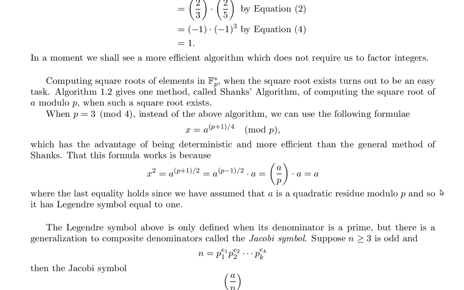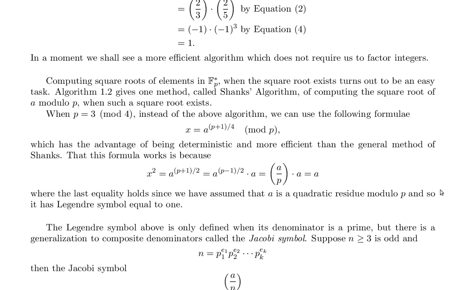In a moment, we shall see a more efficient algorithm which does not require us to factor integers. Computing square roots of elements in F_p star when the square root exists turns out to be an easy task. Algorithm 1.2 gives one method, called Shanks' algorithm, of computing the square root of a modulo p when such a square root exists.